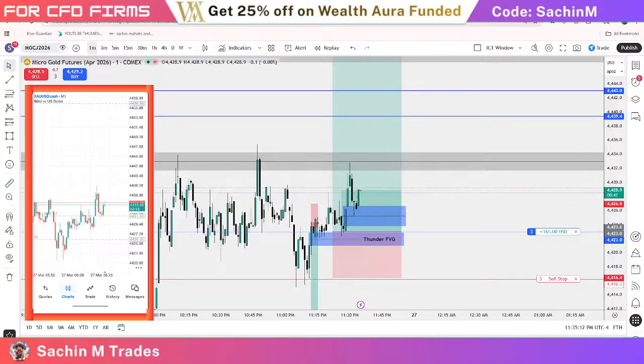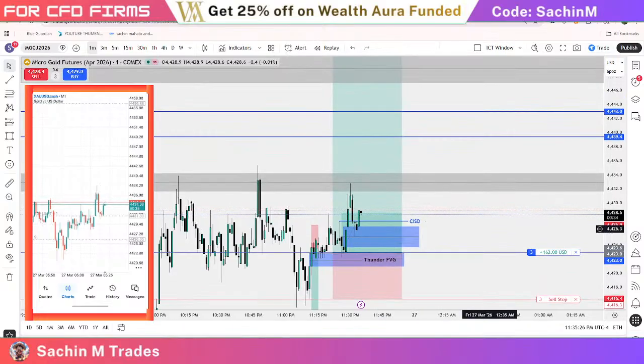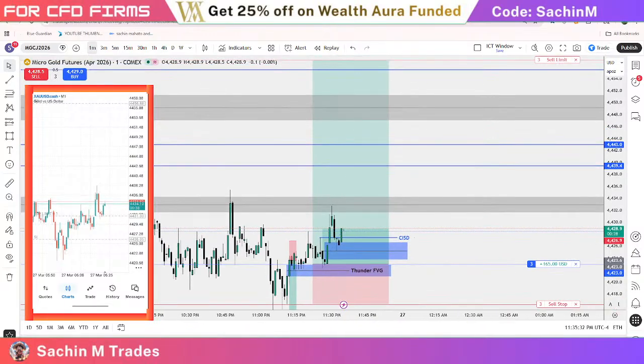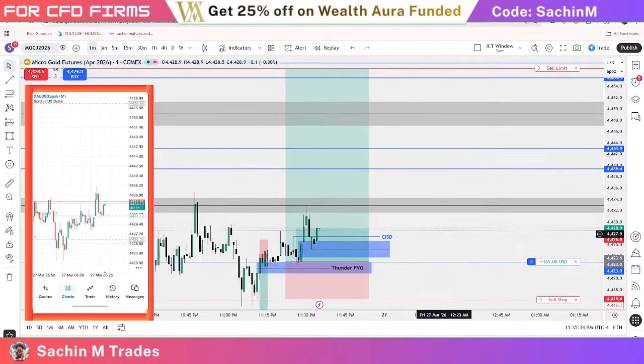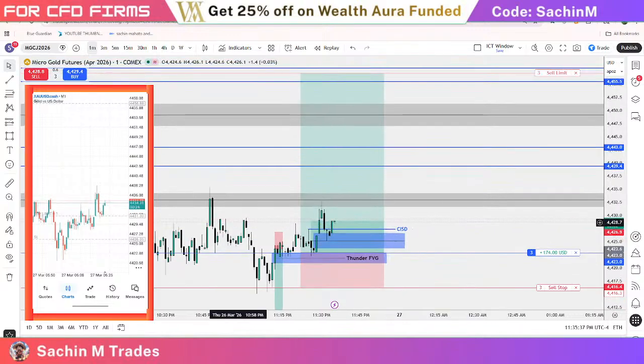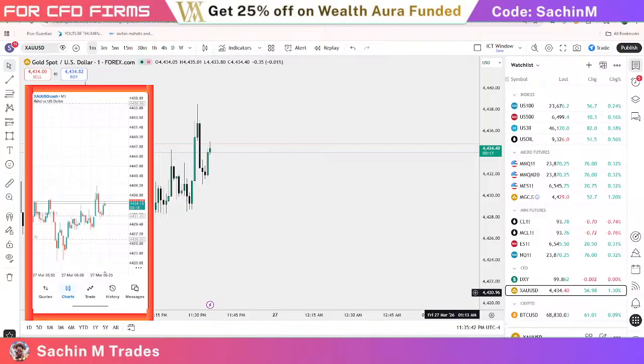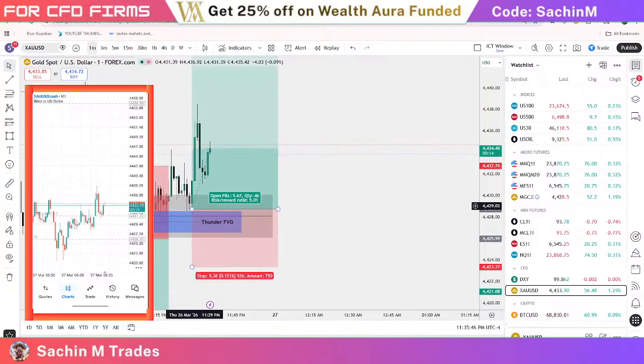This was our entry, CISD plus FVG. We are aiming for quite a very big number. Let's look at CFD. We had our entry here, we missed it. Only if the market returns back to this level will we be able to take an entry.